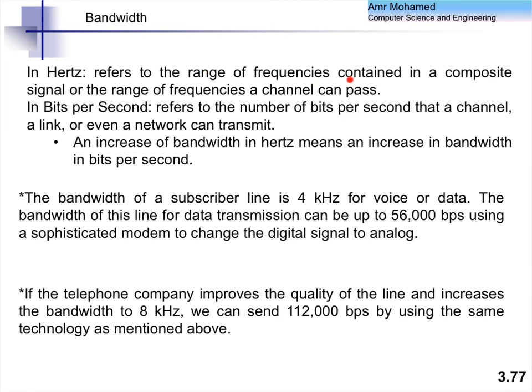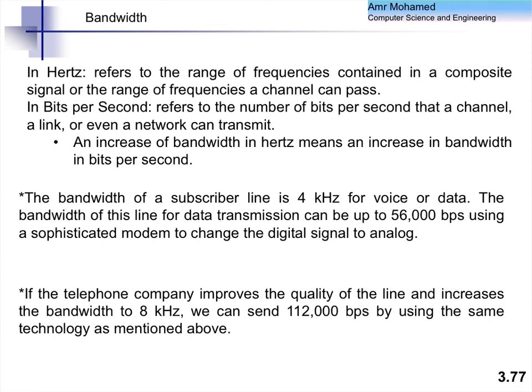So the bandwidth in hertz refers to the range of frequencies contained in the composite signal, or in other words, if you look at it from the channel point of view, this is the range of frequencies that the channel can carry or the channel can support. So if you have a composite signal, this composite signal has a range of frequencies, so you see the minimum and the maximum, and this will be your bandwidth.